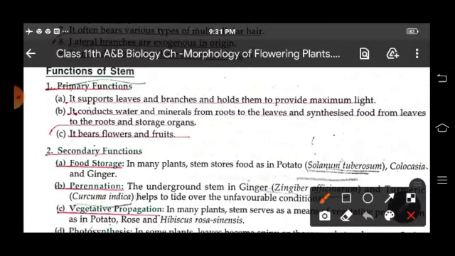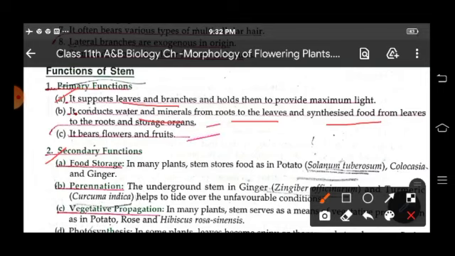Stem also has two main functions, the primary functions and the secondary functions. In primary functions, it includes supporting. So the stem supports the leaves and the branches. It conducts water and minerals from the roots to the leaves, and it also conducts food synthesized in the leaves to the roots and the storage organs. It bears the fruits and the flowers.